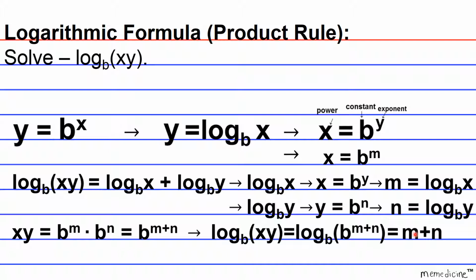And now we can go back and undo our labeling because we know the values for m and n. And when we do that, we get that the log base b of x times y is equivalent to m plus n, where m is equivalent to the log base b of x, plus n, which is equivalent to the log base b of y. So essentially, here goes our proof, okay? And we just proved why the log base b of x times y is equivalent to the log base b of x plus the log base b of y.